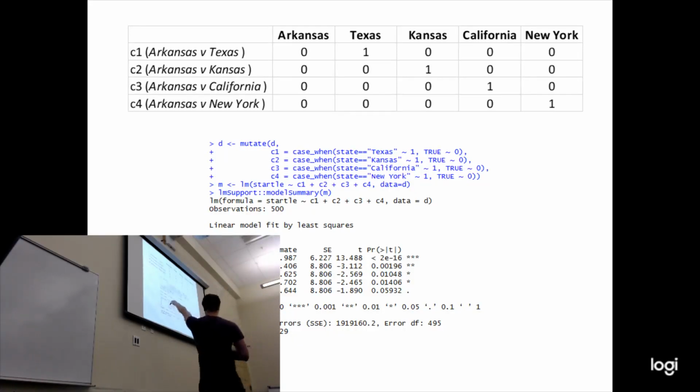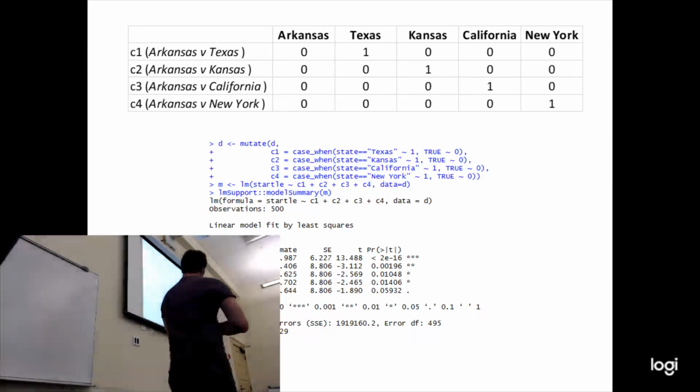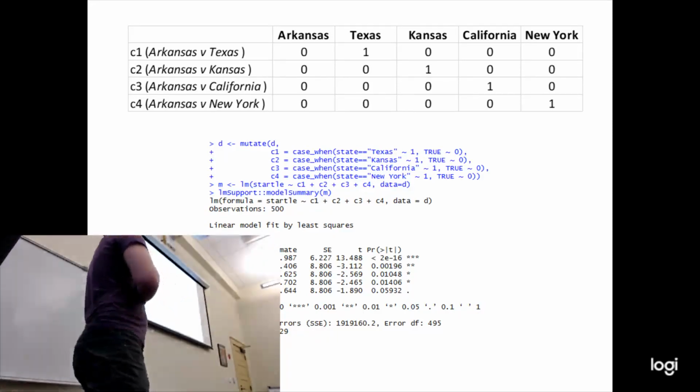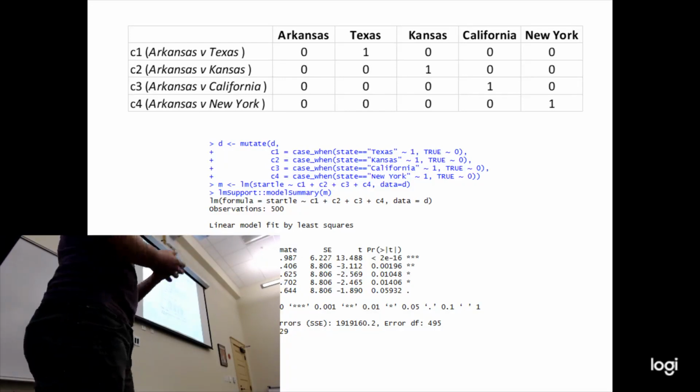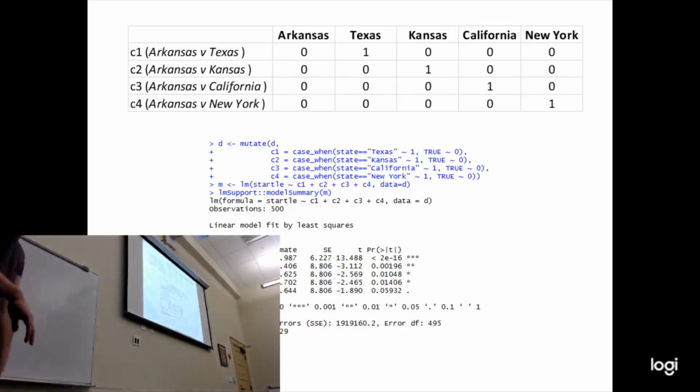So of course, the intercept is going to be the average level of anxiety among Arkansans, and each of these represents a mean difference. And it looks like, according to these significance tests, that there are significant differences of Arkansans compared to the other groups.